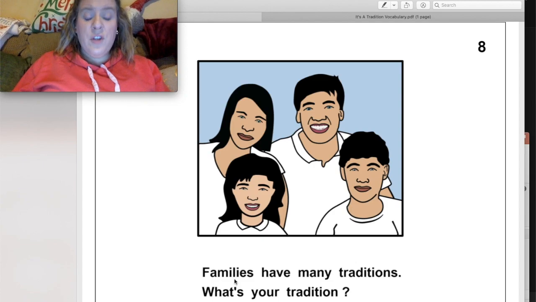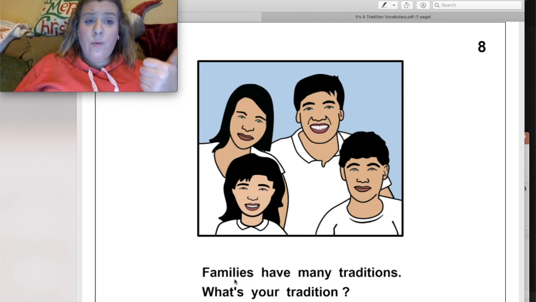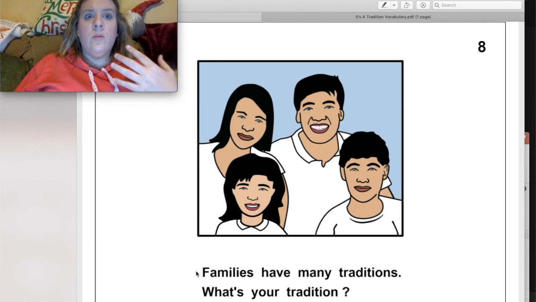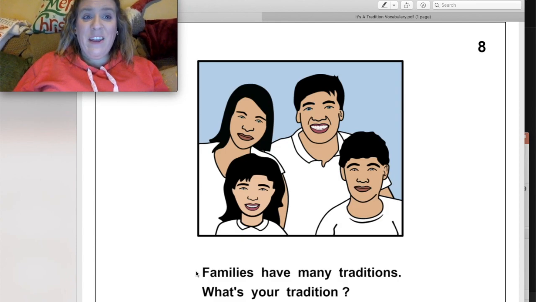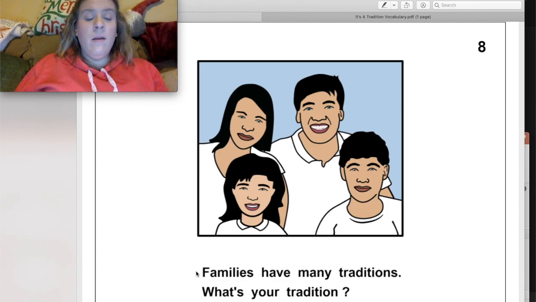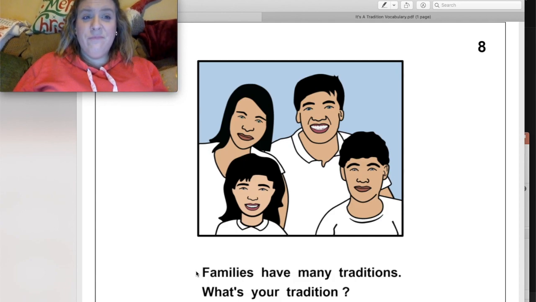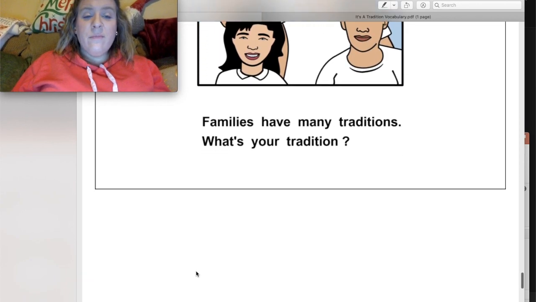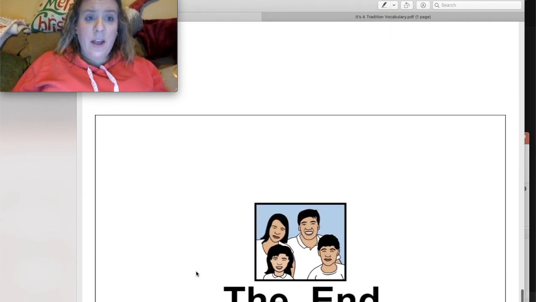Again, I would love to know, whether it's through filling out the worksheet I post, or just leaving it in the comments section, what are your traditions? What traditions do you do with your family? What's your favorite tradition? You could even put down what's a tradition you would like to start? All right. And that is the end of our chapter.